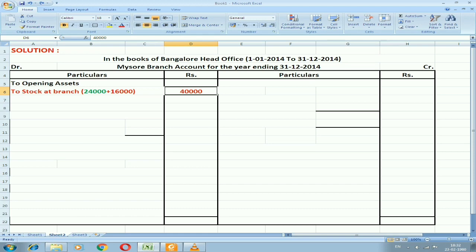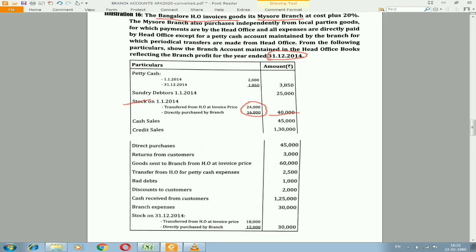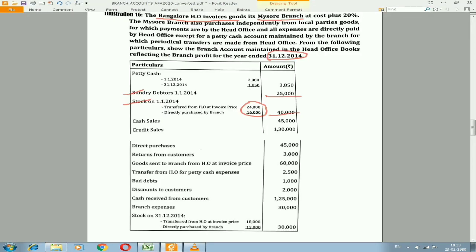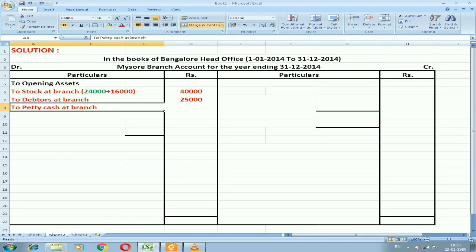Then I am going to enter the debtors' opening balance. In the illustration I have sundry debtors on 1/1/2014, which is the amount of 25,000. That is the second entry: To debtors at branch 25,000. And apart from that, in the illustration we have a petty cash opening balance. Petty cash on 1/1/2014 is rupees 2,000. The third opening asset is To petty cash at branch 2,000.